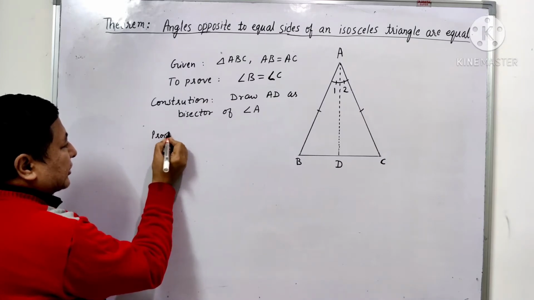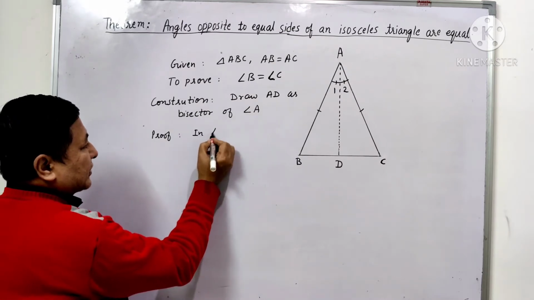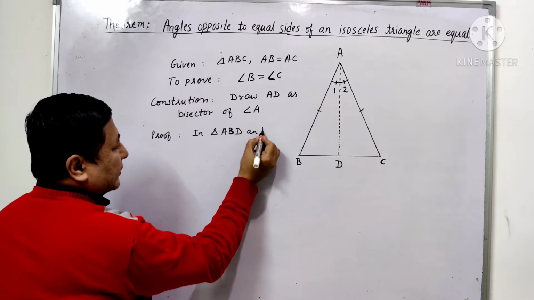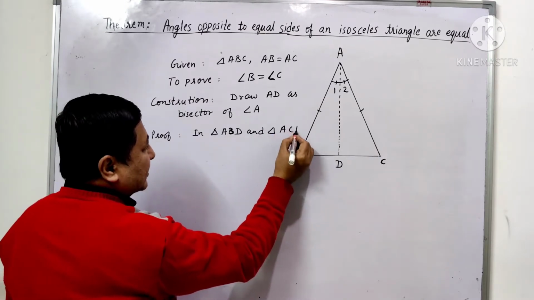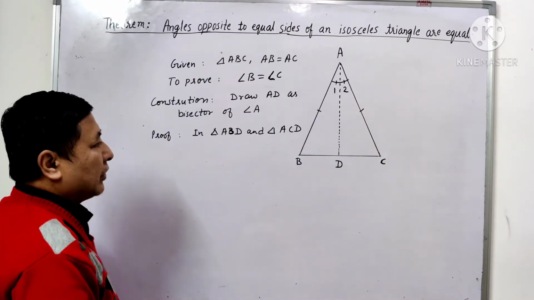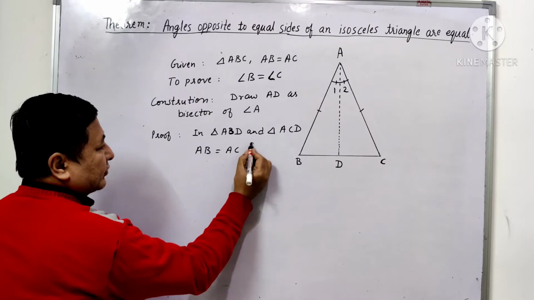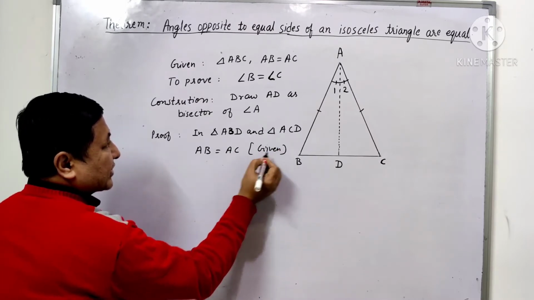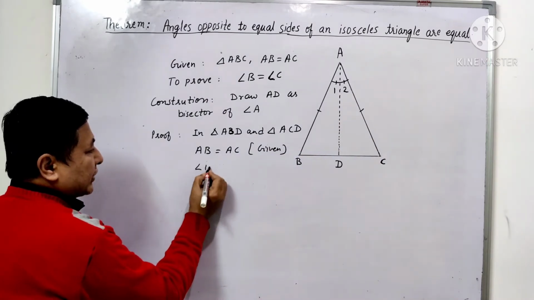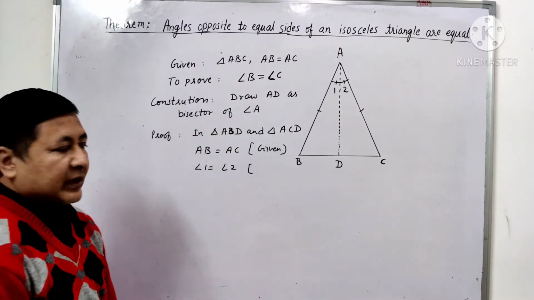Now we are taking the proof of this theorem. We will take the two triangles, triangle ABD and triangle ACD. We are taking these two triangles and we are going to prove them congruent. How will we do it? It is given in the question that AB is equal to AC, an isosceles triangle, these two sides are equal, and angle 1 is equal to angle 2, as we have done in the construction, that AD is bisector of angle A.